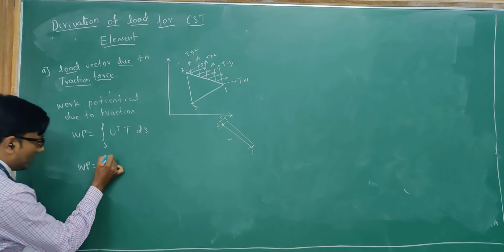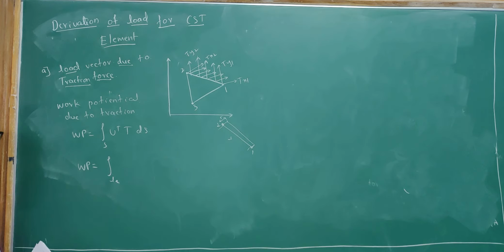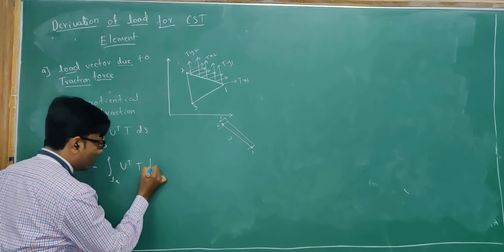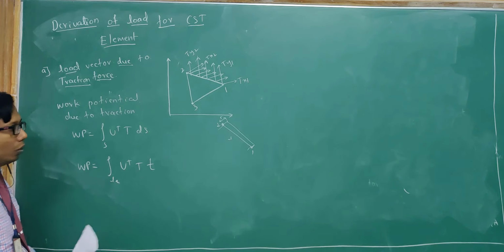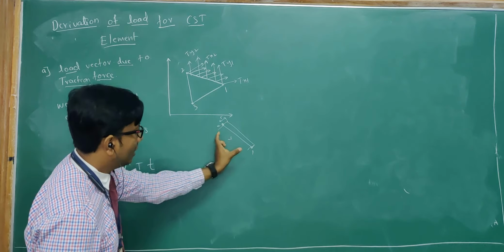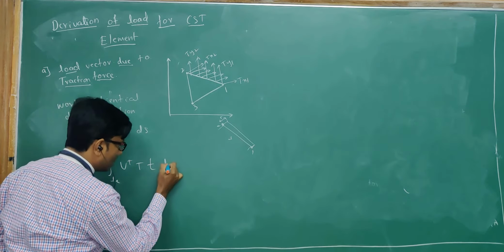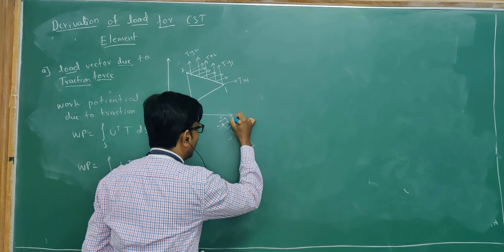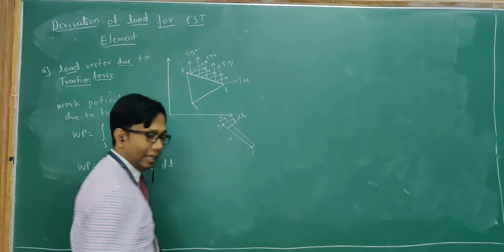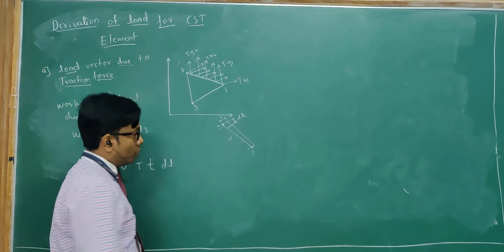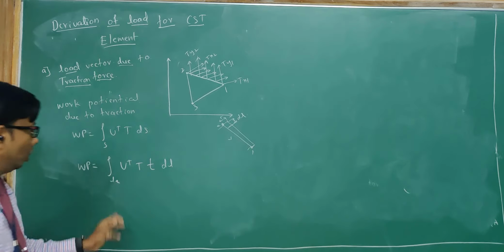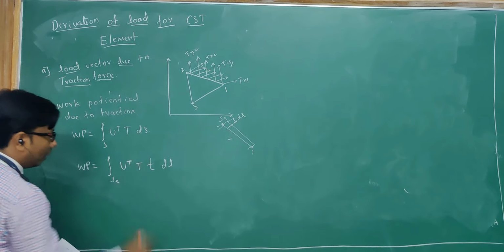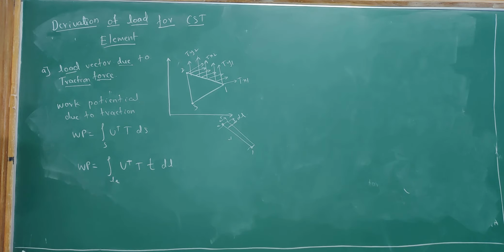So integration over Le of U transpose T, and I convert the surface area into a constant thickness t and length dl. This means I am interested in a small element dl which has thickness t. Then I integrate over the length Le to find the overall work potential. This is the basic equation for the work potential subjected to a traction force for a 2D element.